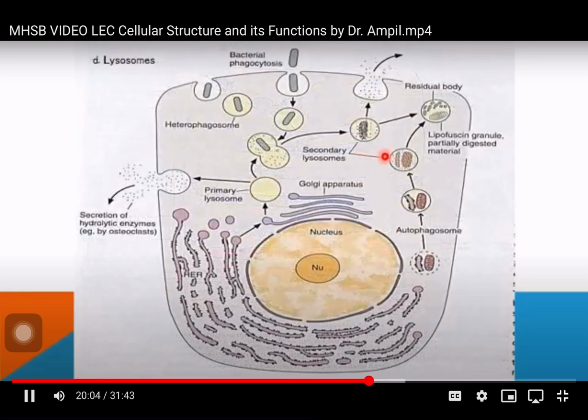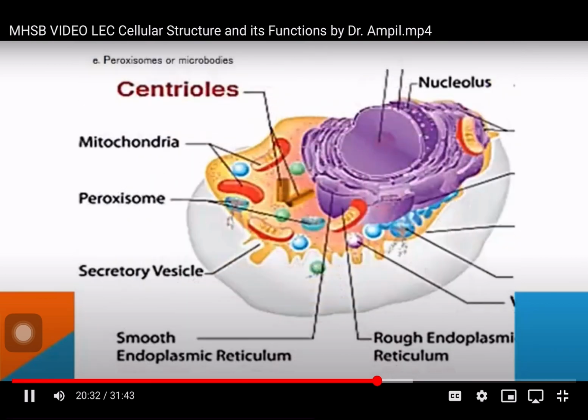Next, we have here the lysosomes. Again, under electron microscopy, they appear as dense spherical structures containing hydrolases or hydrolytic enzymes. Now, these are involved with intracellular digestion. Now, there are two types of lysosomes. You have your primary lysosomes containing inactive enzymes and secondary lysosomes containing active enzymes.